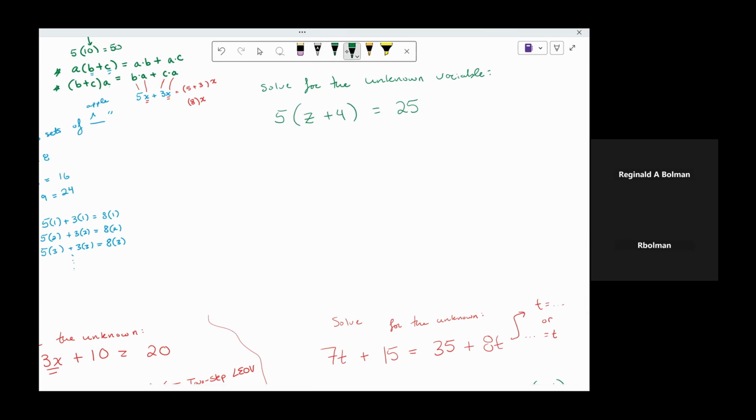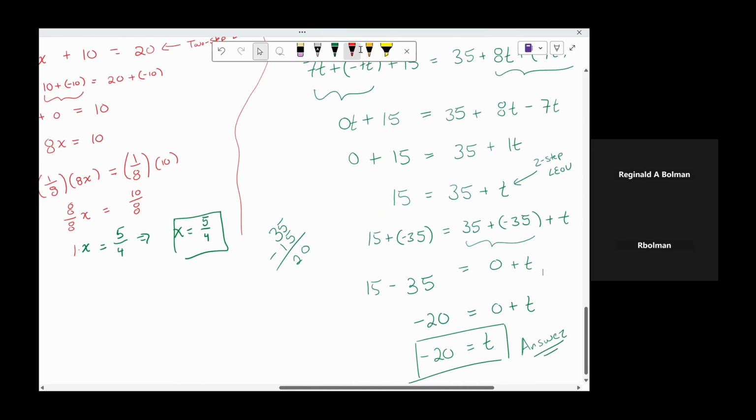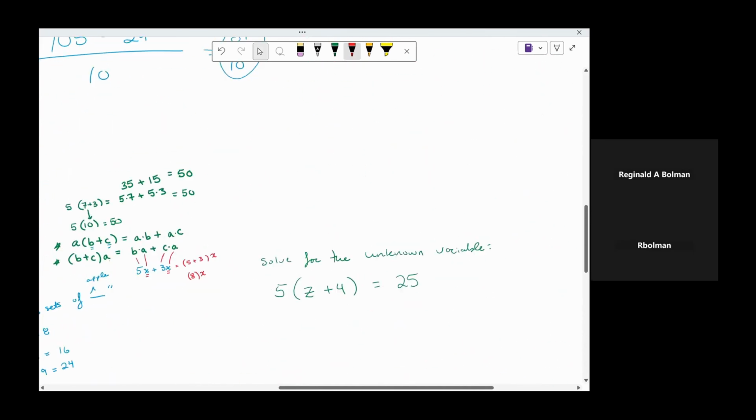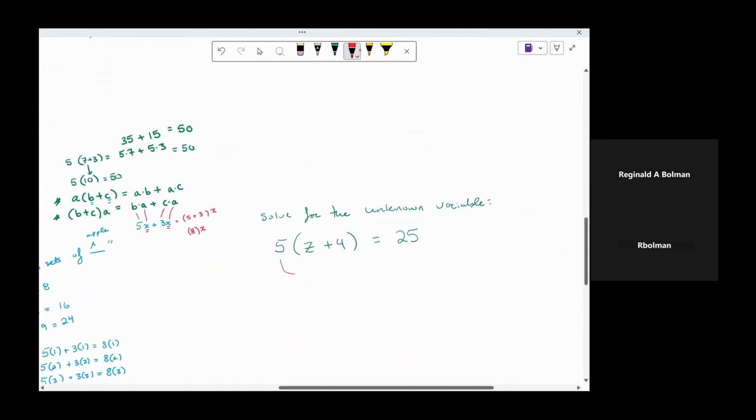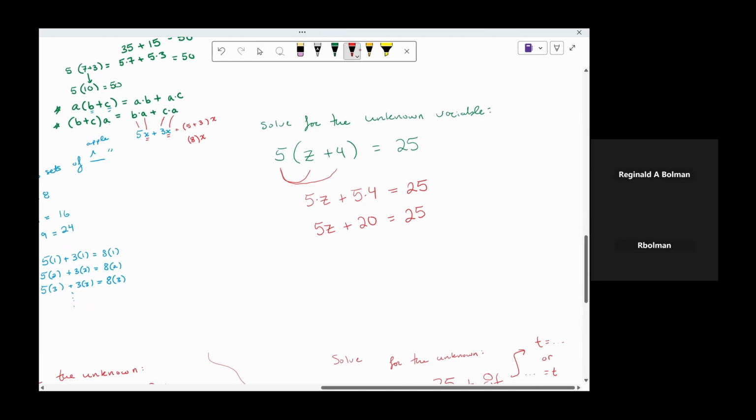What we're going to do for a distribution law style problem is use the distribution law. You can take the 5 that is out in front of the parentheses, and remembering the distribution law, you may multiply the 5 by each one of the terms inside the parentheses. So you take 5 and multiply it by z, that gives you 5z. But you take 5 and multiply it by 4, and that gives you 20. So you've got 5z plus 20 is equal to 25.